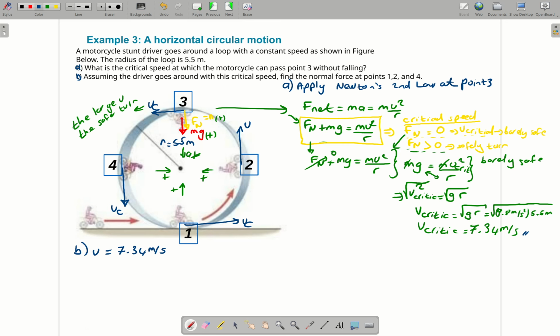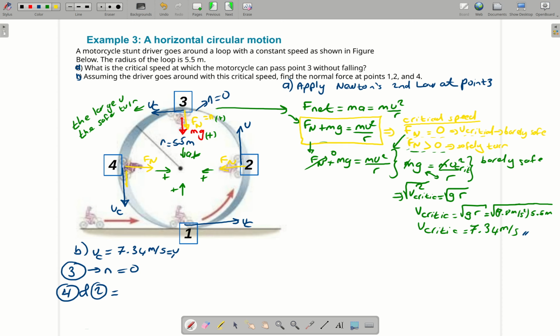At point 3 with this critical speed, n is 0, right? We found it already. That's the bare minimum for velocity, and that's what we solved for. So at point 3, we already figured that n should be 0 for this critical speed. If that is equal to v everywhere, what is n at points 1, 2, and 4? I'm going to do 4 and 2 first because these are easy points. If I look at there and show my normal force, here's my normal force. And along the direction of A, that's the only force I have, and that's my F net. Normal force is F net only here.